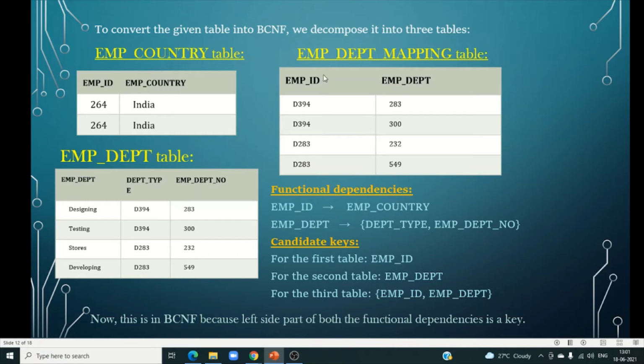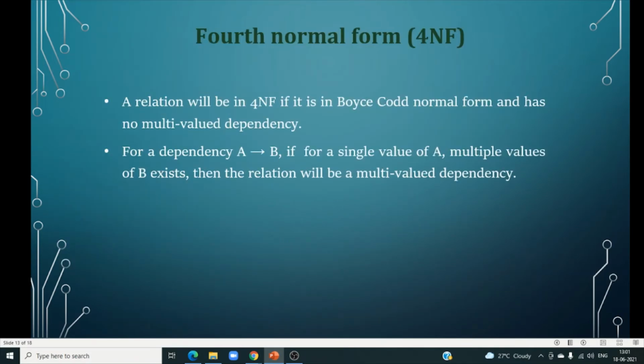By combining these we can know all the details related to the employee. Now these three tables are in BCNF because there is no functional dependency between non-key attribute and key attribute, meaning the left side of the dependencies is the candidate key. Here employee ID and employee department are the candidate keys. Now these tables are in BCNF.